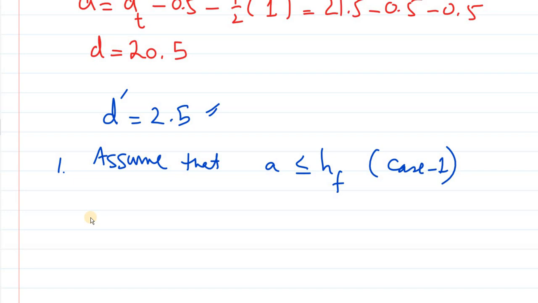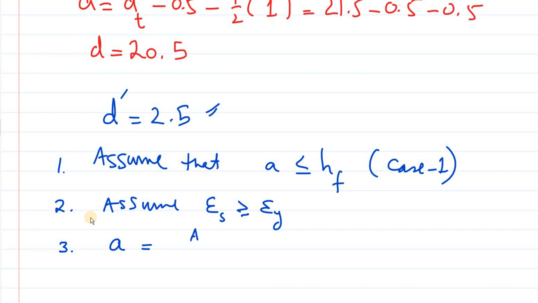That means the depth of the equivalent rectangular stress block will lie completely in the flange. Second, we assume that epsilon s is equal to or greater than epsilon y. We are assuming tension steel to be yielding. And then third, we will calculate a based on that assumption, that the tension steel is yielding.